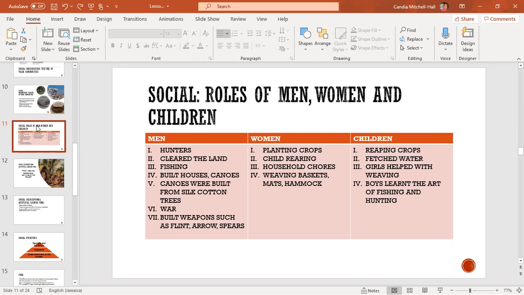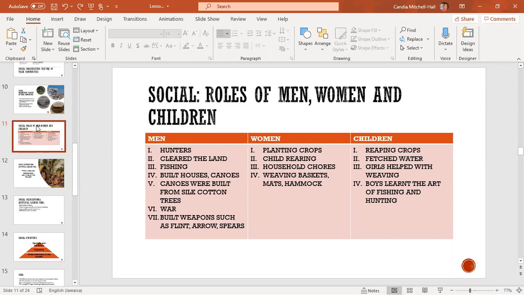So what they usually do is cut down that cotton tree and build the canoe from that silk cotton tree. Sir, the reason why they say that the cotton trees have duppies under there, is it because they used to hang slaves under the cotton trees? Yes, they used to hang Africans under the cotton trees. The evil man. But guess what? Long before they hanged Africans under the cotton trees, the Tainos used to build canoes from the silk cotton.